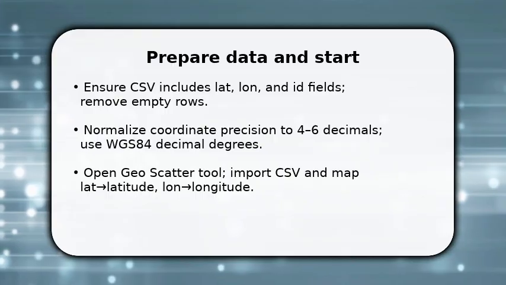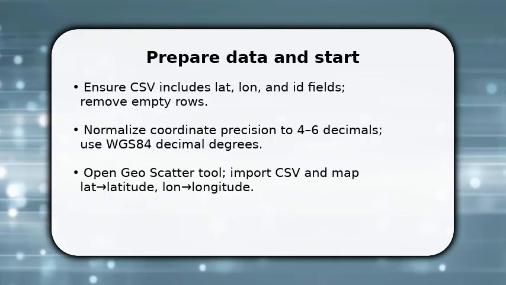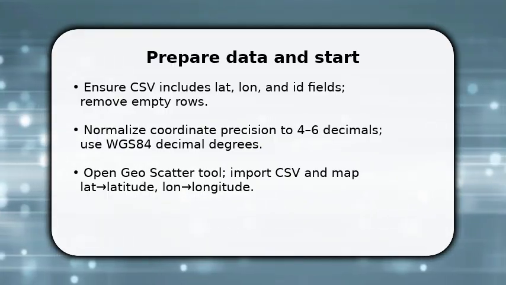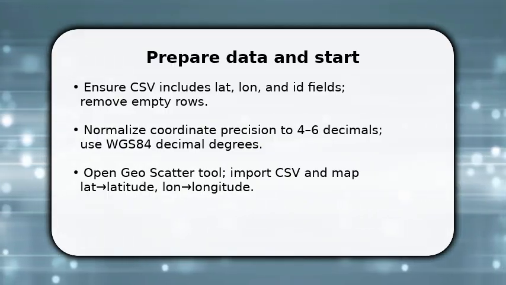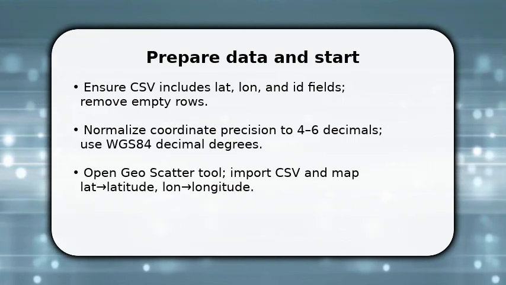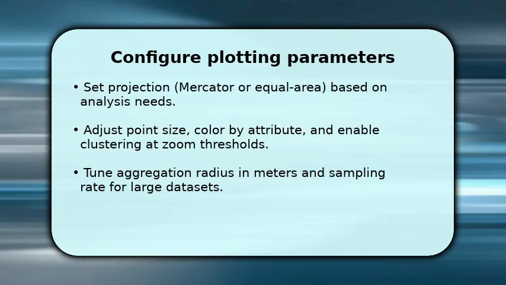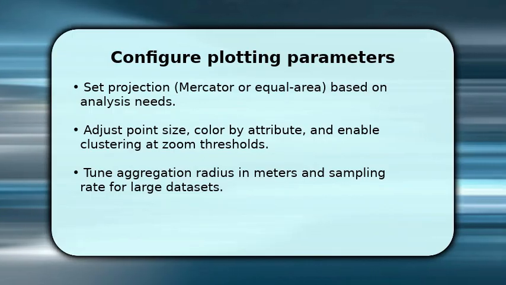If they do not appear, check for header mismatches or hidden characters in the CSV and correct them before continuing. You now choose the correct projection: Mercator for web maps, equal area for accurate area comparisons. Then assign visual encodings: size for magnitude, color for category, and enable cluster grouping at sensible zoom thresholds.